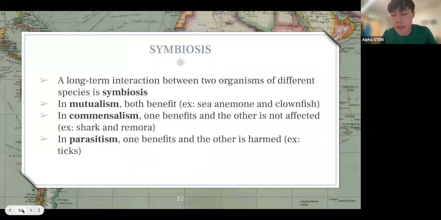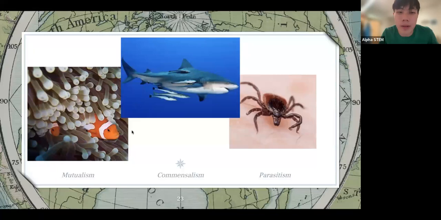But besides predation and competition, there's also symbiosis, which is a long-term interaction between two organisms. If both benefit, we call it mutualism. If one benefits and the other one is not affected, we call it commensalism. And if one benefits and the other is harmed, we call it parasitism. Parasites, pretty obvious.